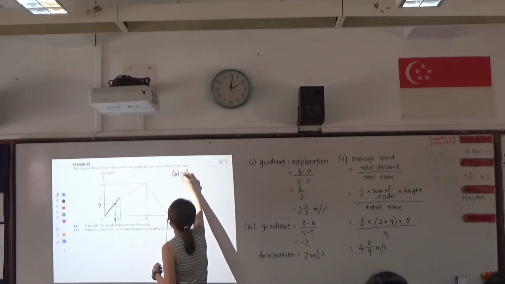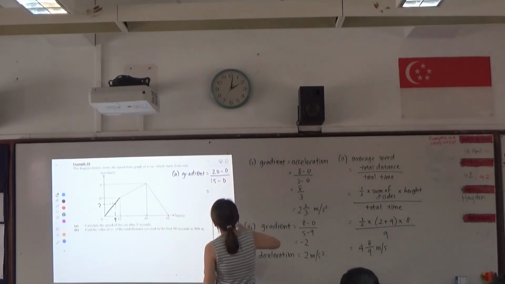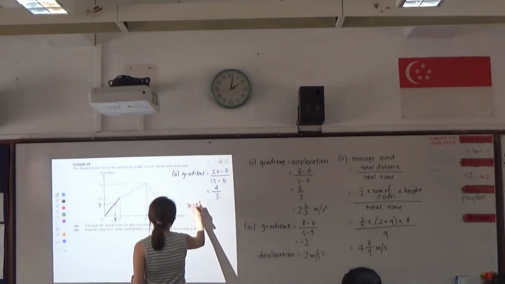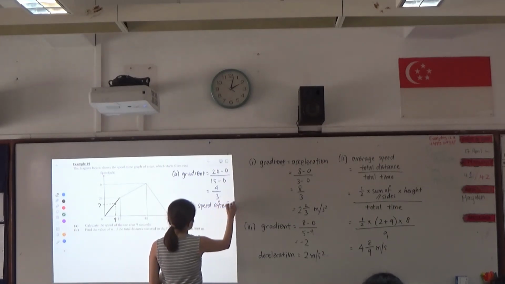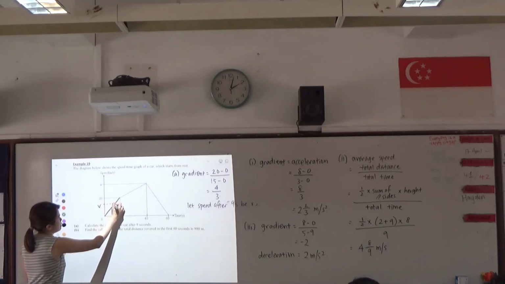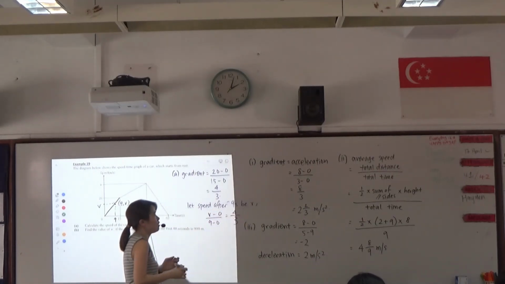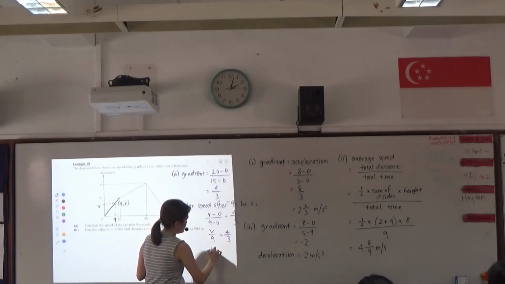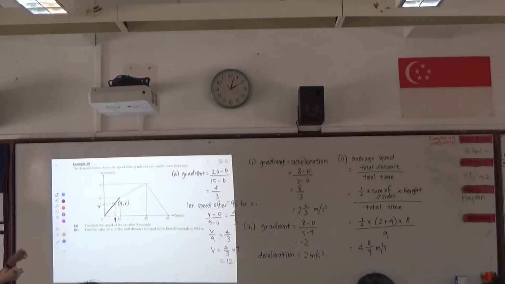So gradient will be 20 minus 0 over 15 minus 0. So that will give us, divide by 5, 4 over 3. And I let my speed of the car after 9 seconds be V. So V over 9 equals 4 over 3, and V equals 12. Okay, so the speed of the car is 12 meters per second.